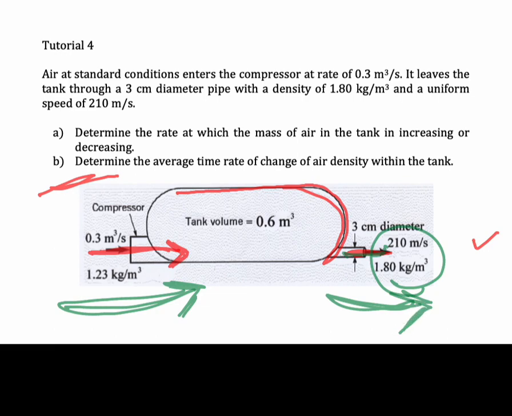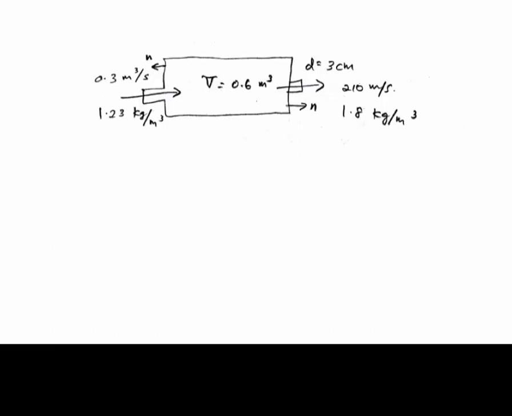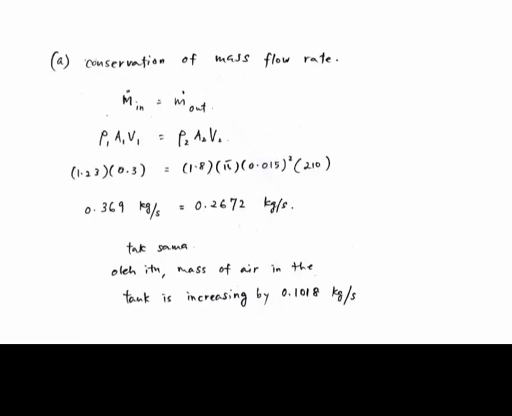So we draw the free body diagram. This is the velocity, and this is the vector n, pointing outside from the control volume. This is the velocity at the outlet, and this is the vector n. Then we can calculate. Conservation of mass: mass flow rate at inlet must be equal to the mass flow rate at outlet.